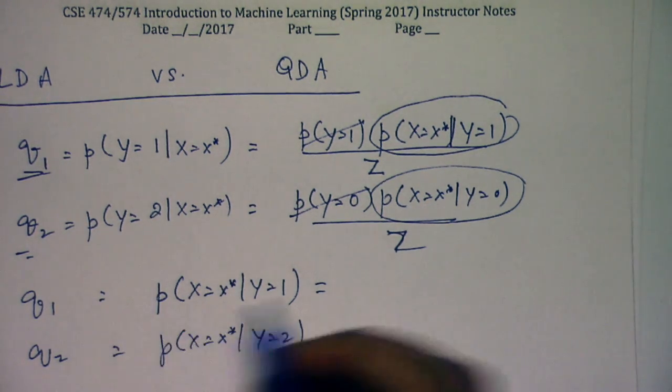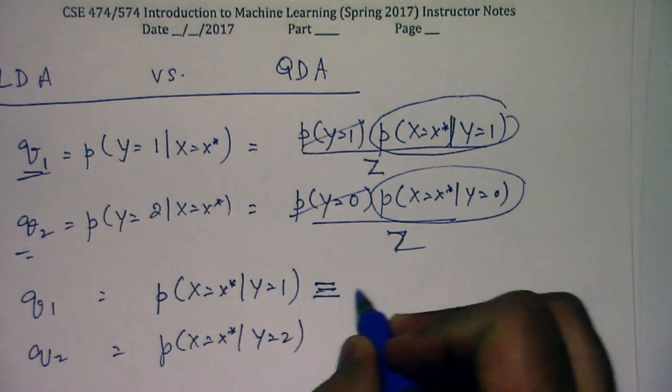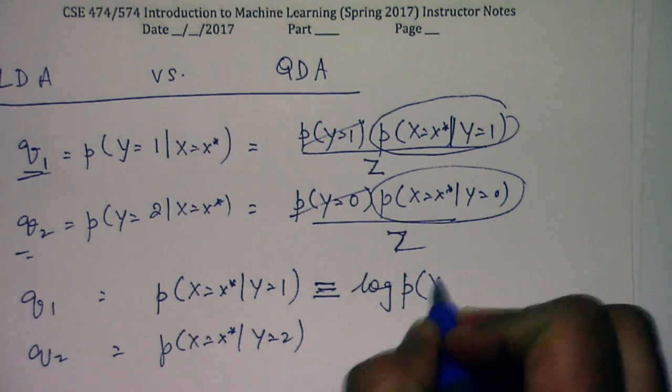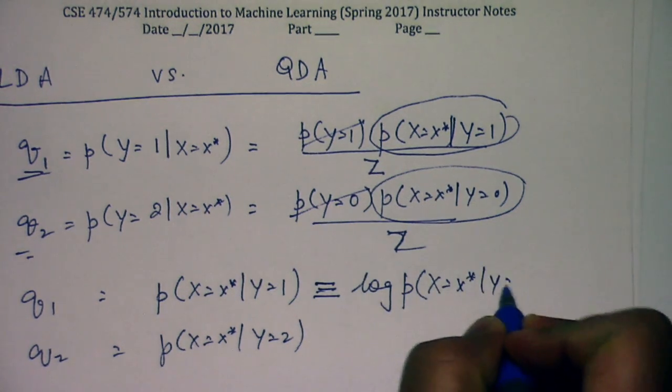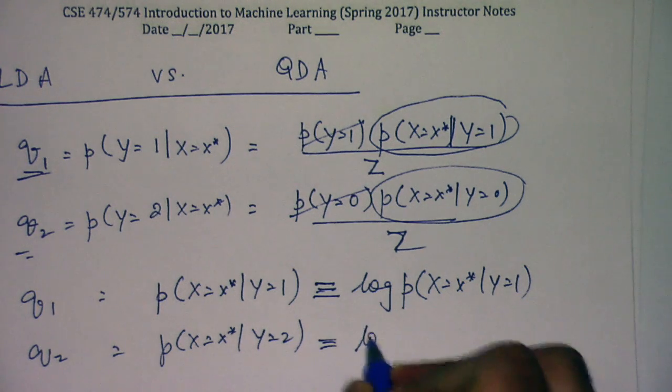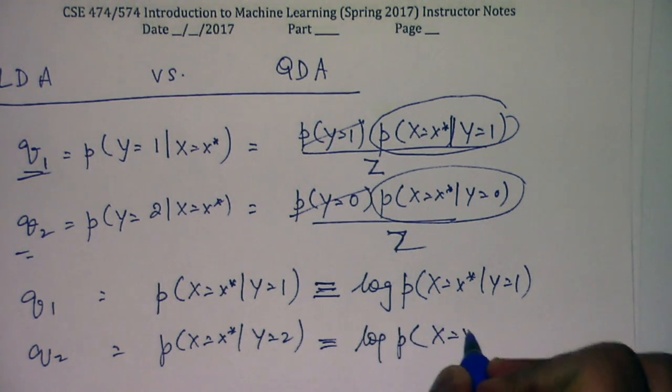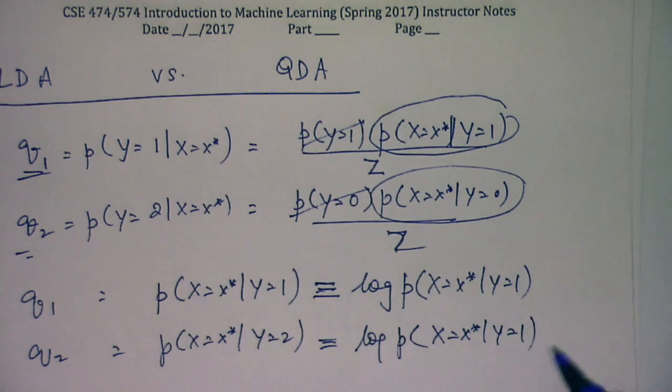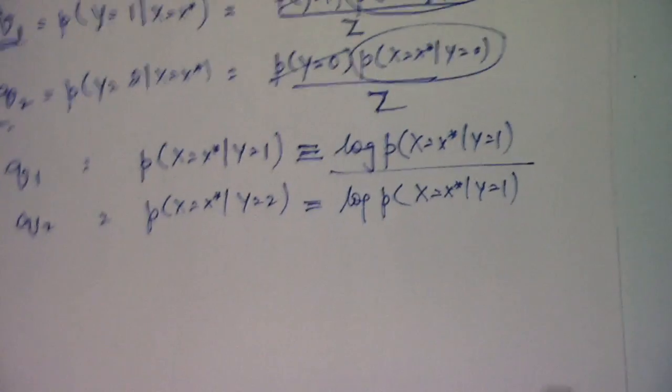And one thing I'm going to do is say that this is equivalent to saying log of this, because that's easy for me to do the math. You can either compare the probabilities or you can compare the log of probabilities. It'll give you the same answer. So let's look at what this is going to be.